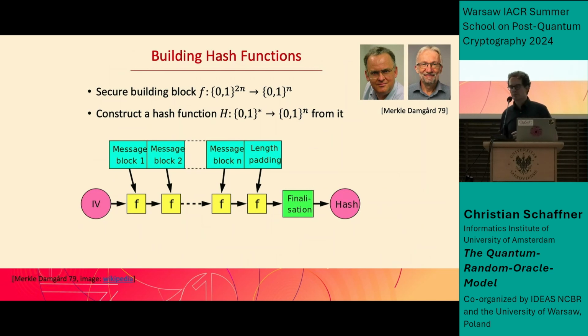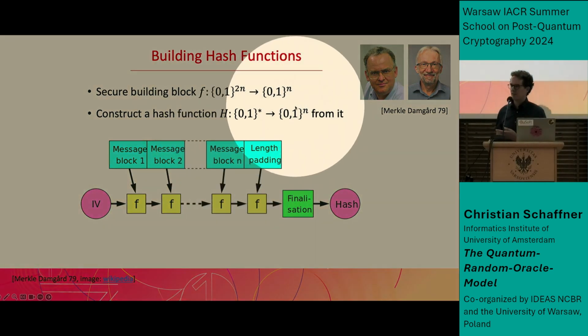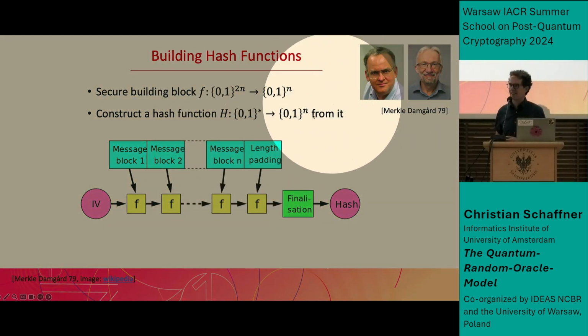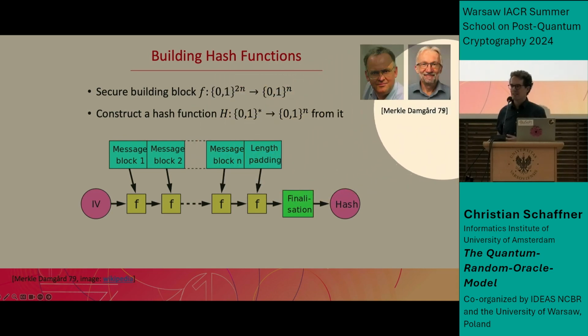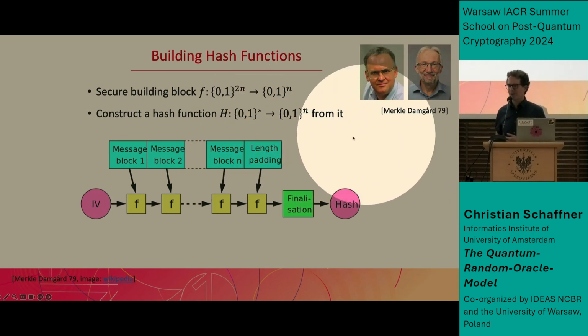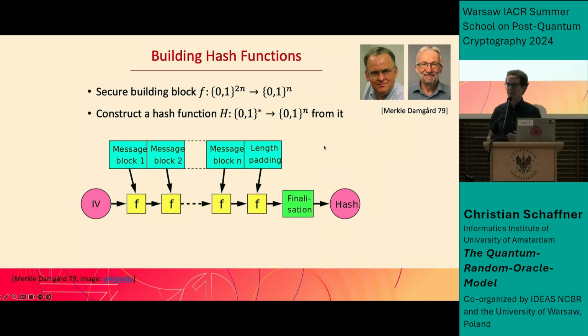Maybe a quick word to motivate further the random oracle model is how to build hash functions. Just a quick show of hands: who has seen the Merkle-Damgard construction before? Maybe half, a bit more than half. So Ralph and my academic father, Ivan Damgard, back when I was just born, came up with a scheme of how to build hash functions.